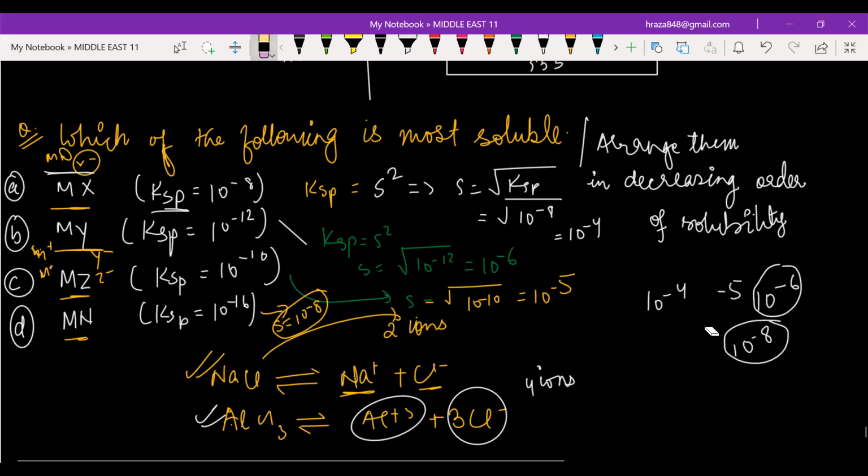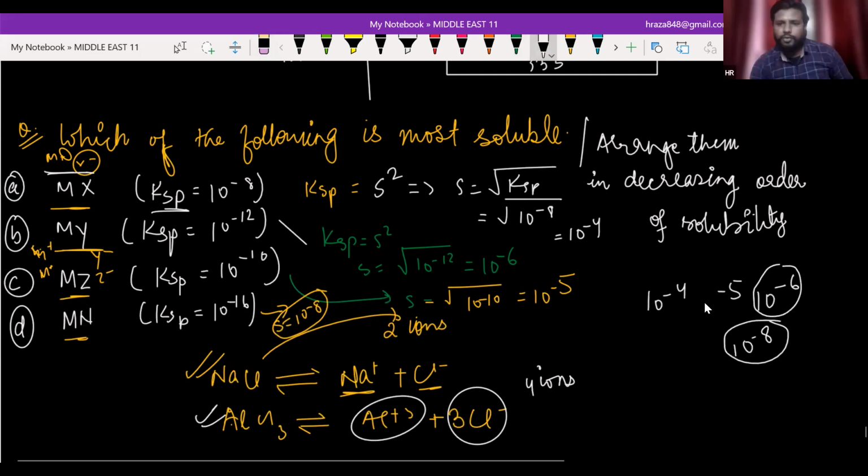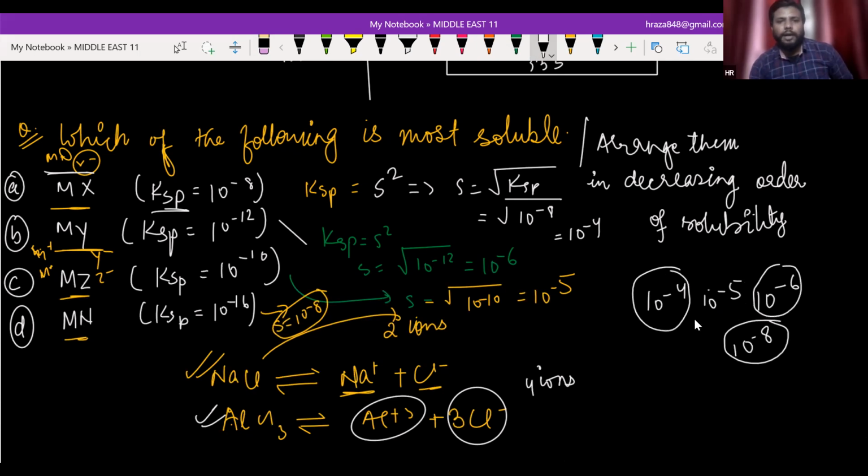Which one is greater? 10 raised to the power minus 4. So basically this will be the most soluble. And if you want to arrange it, you will see that this value A will be most soluble, then this value C, and then this value B, and then we will get D.